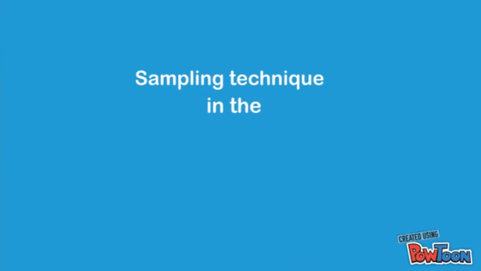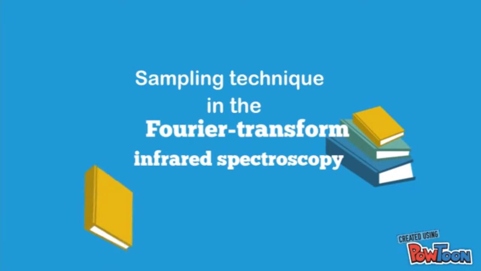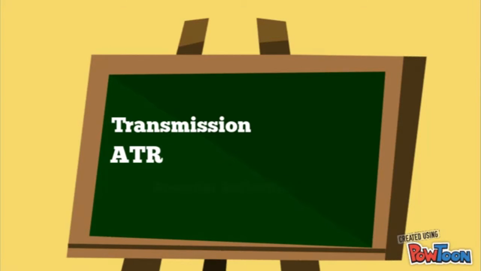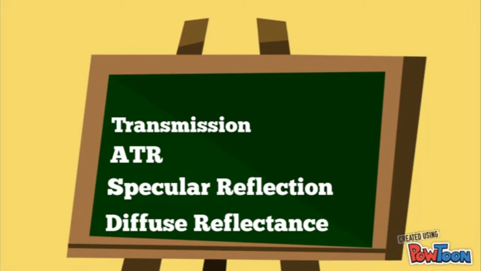Let's find out sampling technique used in FTIR. The sampling technique available in FTIR is transmission, attenuated total reflection ATR, specular reflection, and diffuse reflection.